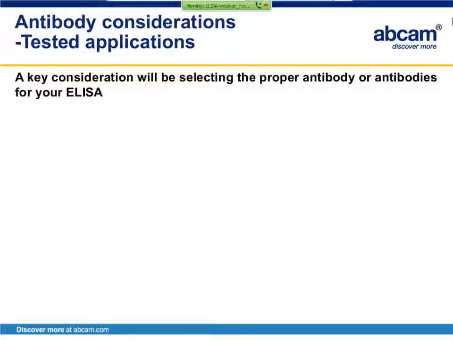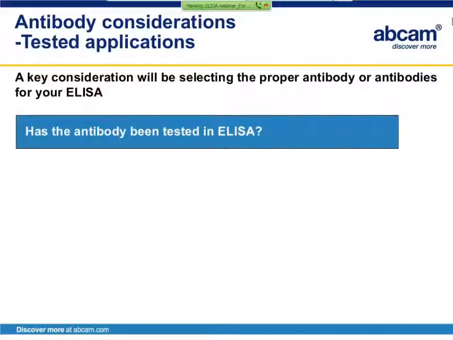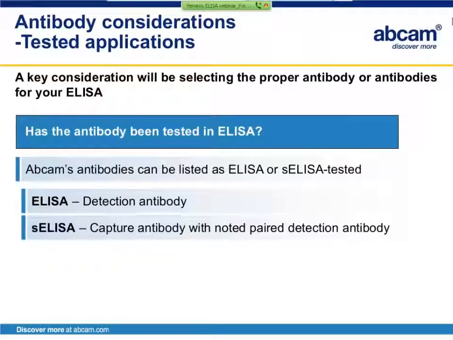Of course, antibodies are a key reagent when developing an ELISA assay. One thing to consider is if the antibody has been previously tested to work in an ELISA format. For example, Abcam will list antibodies as tested via ELISA or S-ELISA, or sandwich ELISA. ELISA refers to the use of the antibody as a detection reagent, and sandwich ELISA indicates the antibody has been used as a capture antibody in a sandwich ELISA assay.